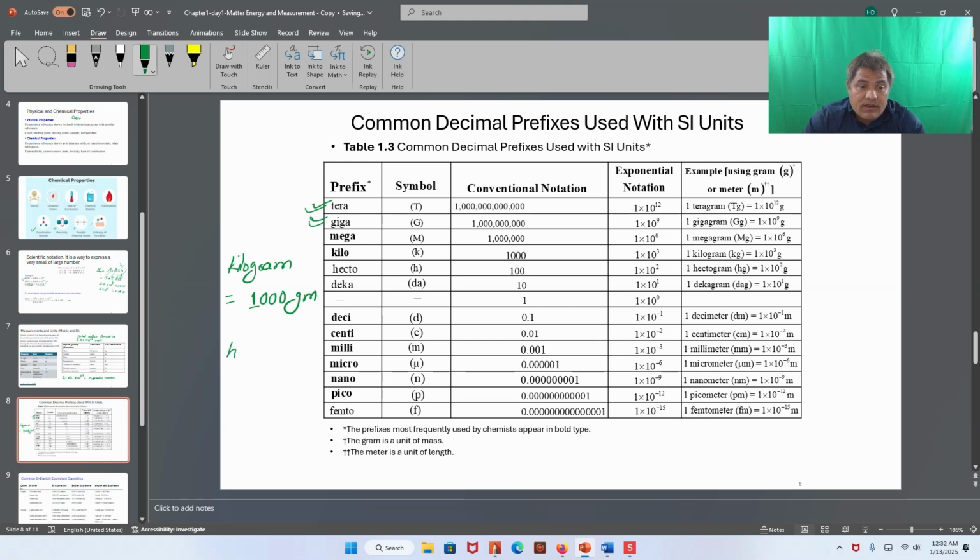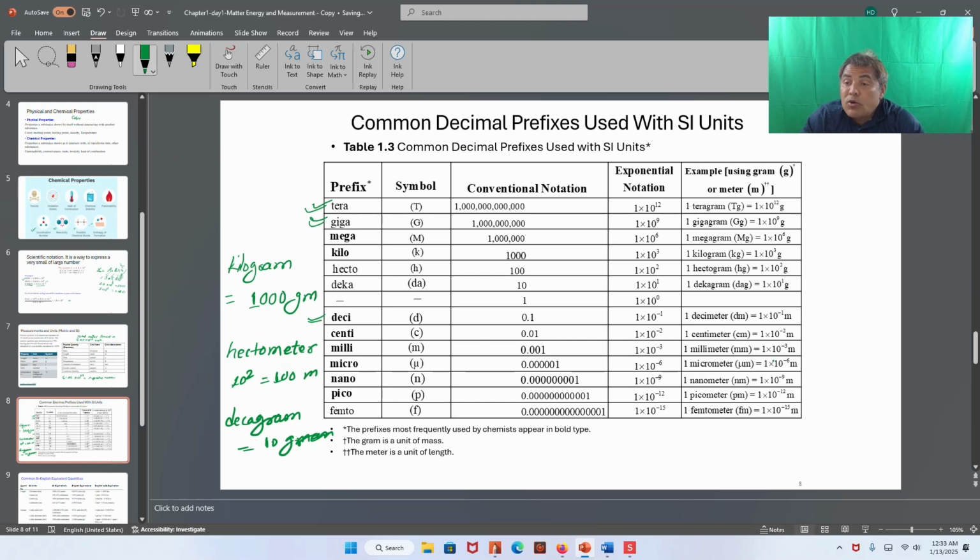So a hectometer means how many meters? 10 to the power 2, equal to 100 meters. That's a hectometer. Deca means 10, for example decagram means 10 gram. Similarly, now the ones smaller than one. Deci, as in decimeter, is 10 to the power minus 1.